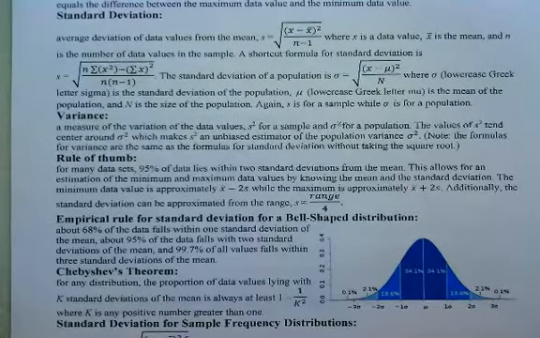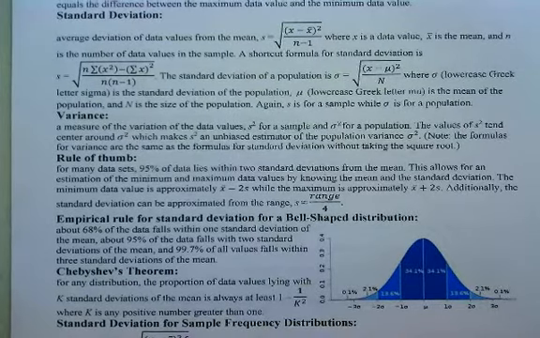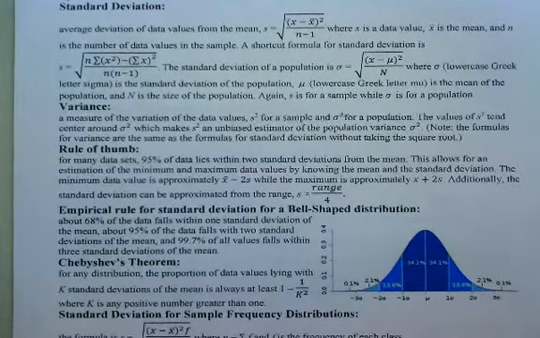We have Chebyshev's theorem, which for any distribution says the proportion of data values lying within k standard deviations of the mean is always at least 1 minus 1 over k squared, where k is any positive number greater than 1.